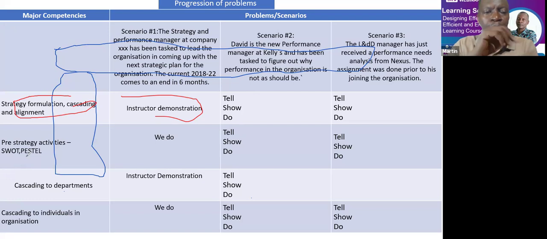Within this second sub-skill of being able to conduct a SWOT and a PESTEL, what are we going to do as an instructor? What are we going to tell the learner? What are we going to show the learner? What are we going to have the learner do?